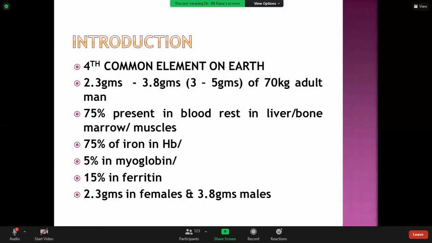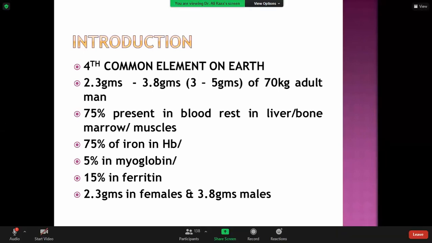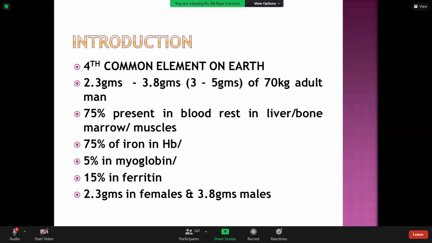Tissue, that is hemoglobin. 5% of the iron is present in the myoglobin, and 15% of the iron is present in the form of ferritin. 75% of the iron is present in hemoglobin, 5% in the myoglobin, and 15% in the ferritin form. The normal concentration is 2.3 grams of iron in the female's body and 3.8 grams of iron in the male's body.